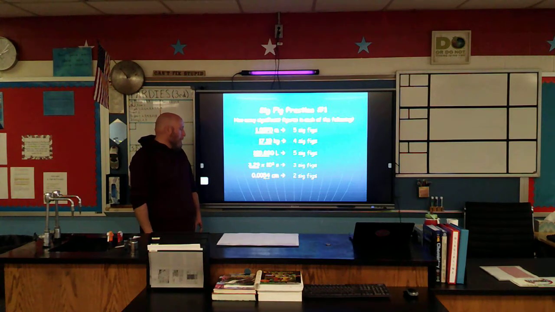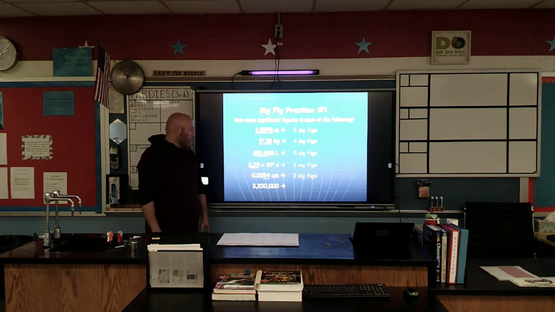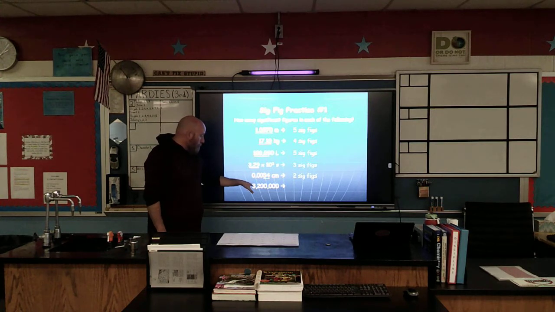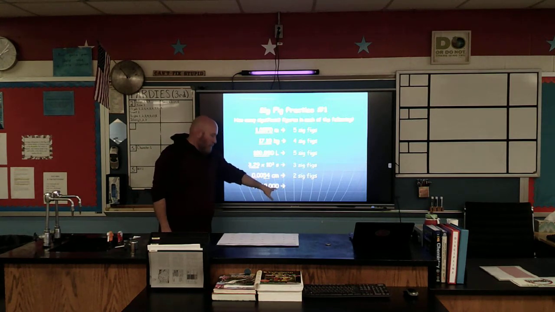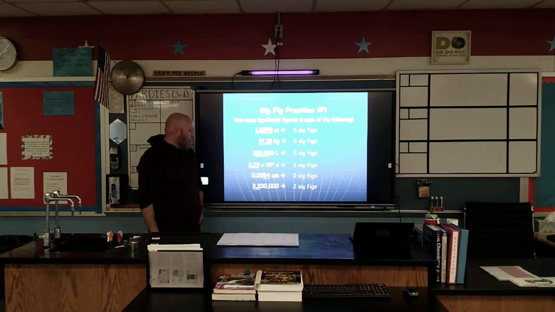And then finally, 3,200,000. I've got 7 numbers right there. 5 of them are zeros, the other 2 are non-zeros, right? So these 2 count. These are trailing zeros. There is no decimal, so they don't count. So there's only 2 sig figs.